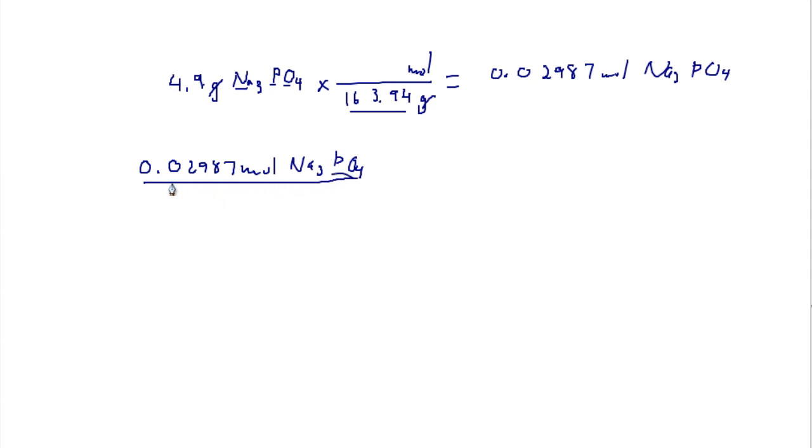We were given the volume of 250 milliliters. If we convert to liters, it's 0.250 liters, so we just divide by 0.250 liters, because our desired unit for the concentration is moles per liter. When we divide those two values, it gives us a value of 0.120 moles per liter of sodium phosphate.